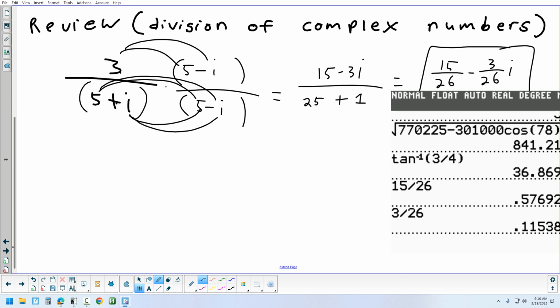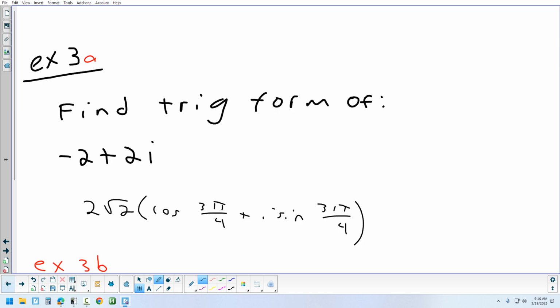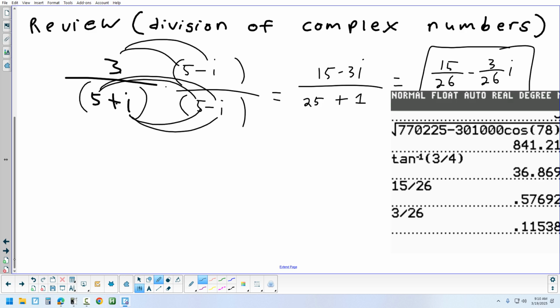Okay, so now let's try to do this problem in trig form. So the first thing we need to do if it's going to be in trig form is we need both of these numbers changed to trig form. Kind of like we did in this problem right here, except no mistakes this time. All right. Let's start with 3. What's the imaginary part for 3? Yeah? There isn't. So let's just put 0i.